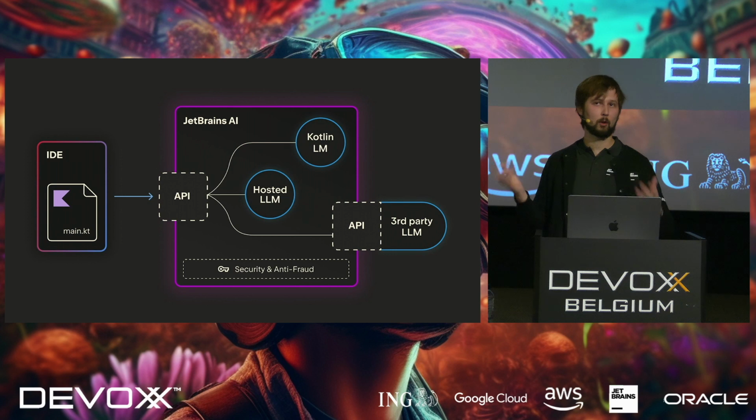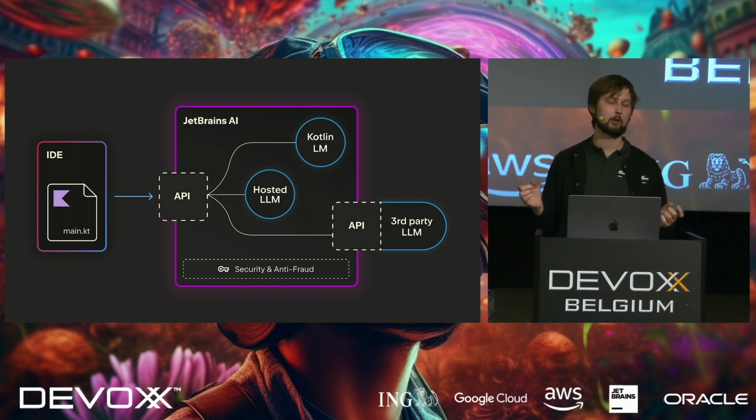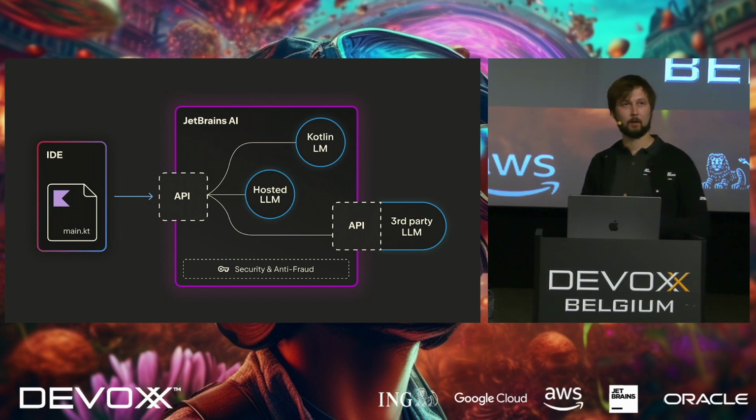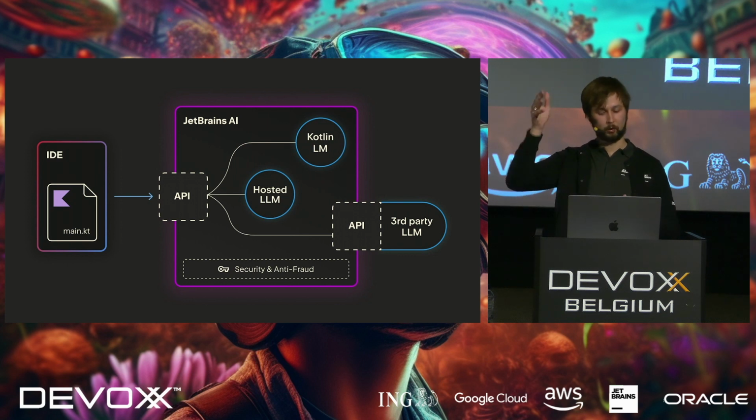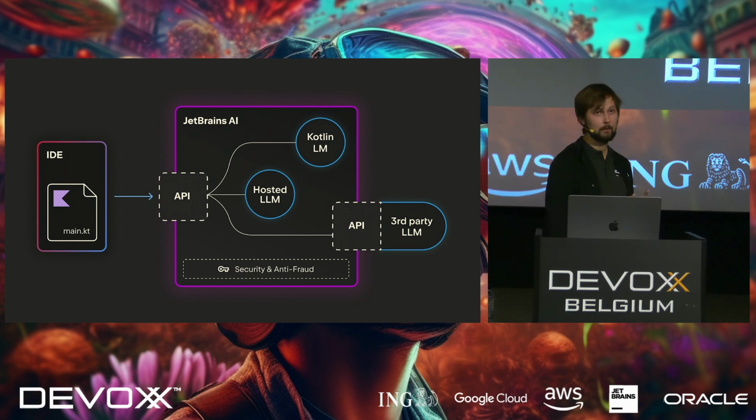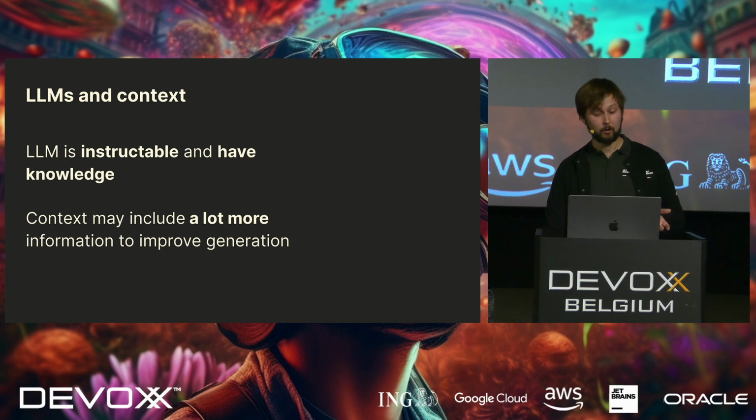So we have smaller language models for one-line code completions. We have bigger models for multi-line code completions. And we have those bigger models as hosted ones, or we're integrating with OpenAI, Anthropic, AWS, you name it. So quite cool. But what is important is that language models are actually knowledgeable and instructable. That is why it seems we may provide even more information to it.